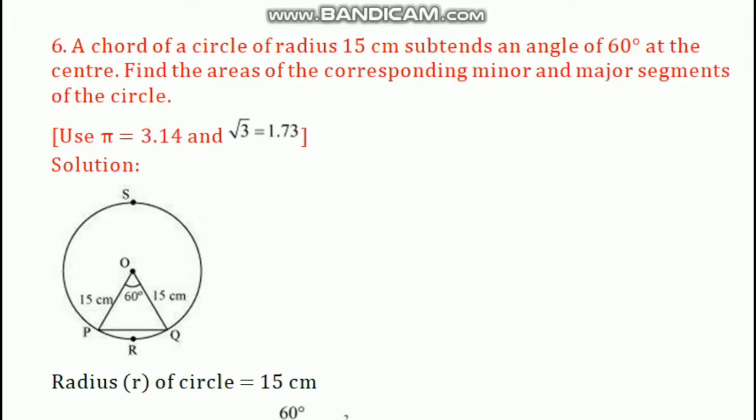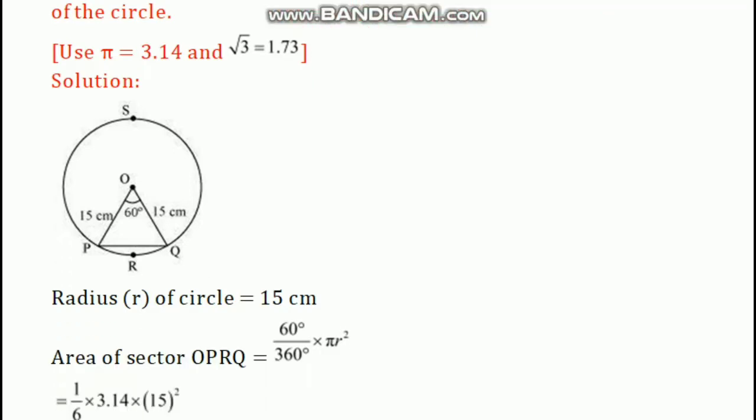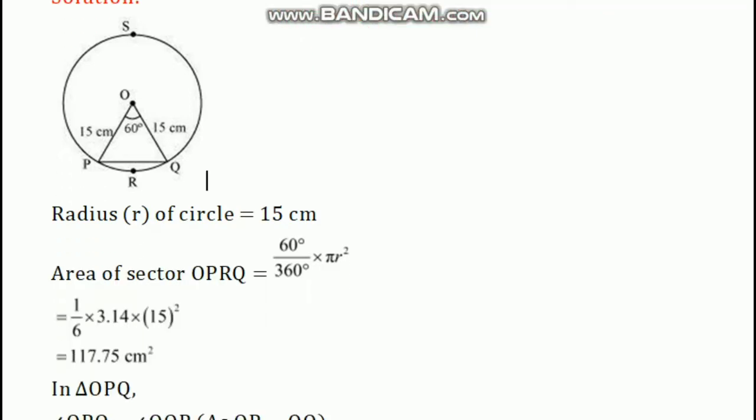So first we need to find out the area of sector. So area of sector OPRQ equal to theta by 360 into pi r square. So 60 divided by 360 into pi, r value is 15, so 15 square. So the area of sector is 117.75 centimeter square.